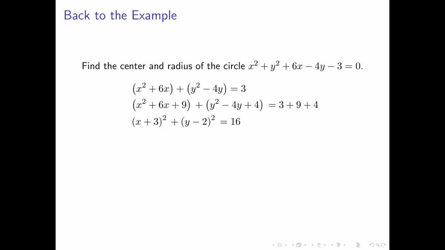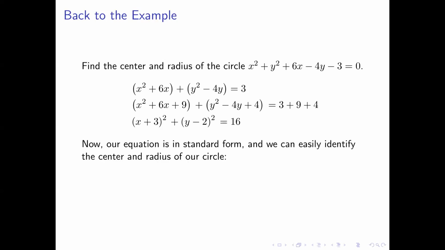Now our equation is in our standard circular form. And this makes it easy to identify the center and radius of the circle. The center is going to be the point negative 3, 2. Remember, the coordinates of the center are always what is getting subtracted from x and y in the equation. So where we have x plus 3, we need to think of that as x minus negative 3, and 2 is being subtracted from y, so 2 is the y coordinate of our center.